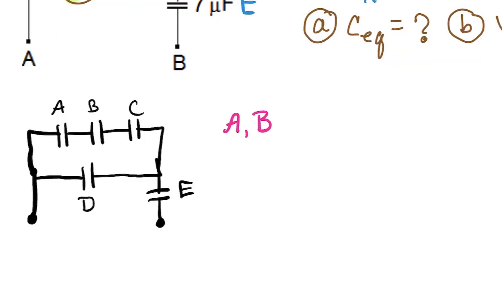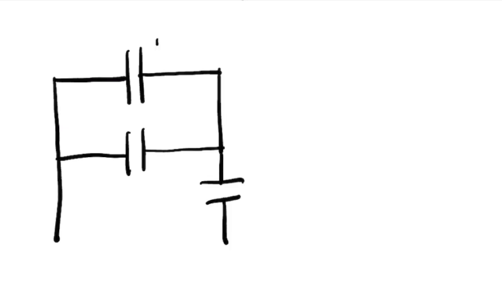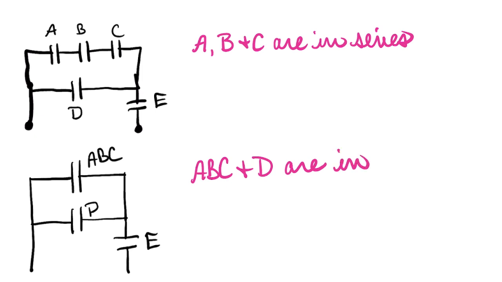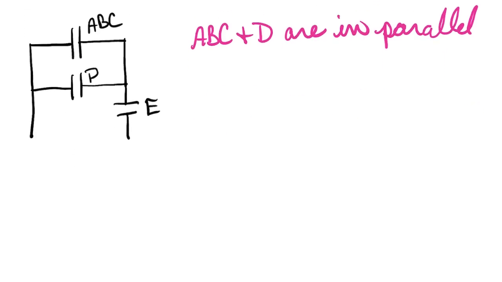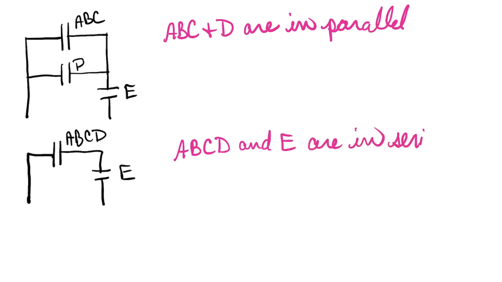All right, my first step is that A, B, and C are all in series. Our next step is identifying that the capacitor labeled ABC is in parallel with D. Let's resketch again. This time we'll replace the capacitor labeled ABC and the capacitor labeled D with a single capacitor labeled ABCD. Looking at this sketch, we can recognize that our very last step is going to be that those 2 capacitors are in series with each other.